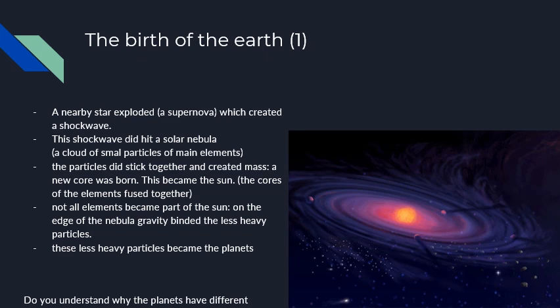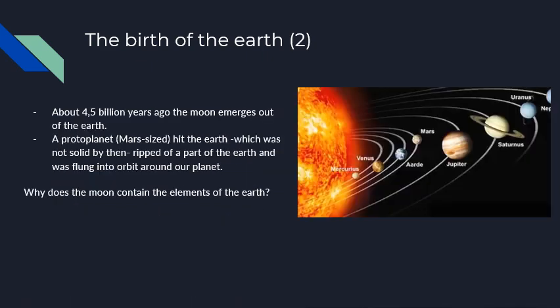The less heavy elements are floating further away, so they bind later on, and that creates our planets. When we're looking at that, I will show you. We do have a solar system. So actually our solar system exists solely of elements that came out of that supernova once.